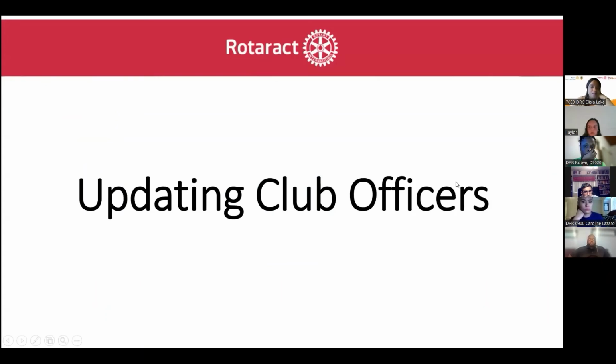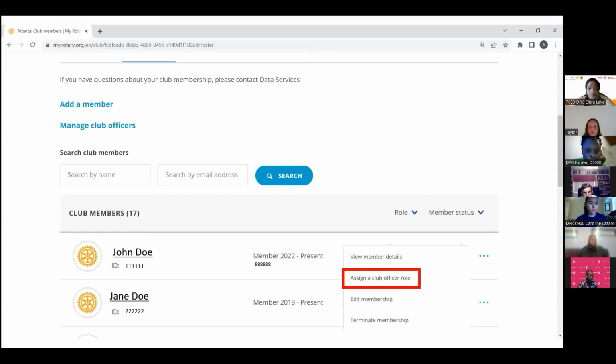Now, updating club officers. Updating club officers becomes important when you're trying to give access to members of the board to be able to update the data. That way the data doesn't necessarily fall solely on the club president. The club president can then go in and update club officers and grant access to members of the board to be able to go into the RI system and terminate and add members accordingly. So we're going to go through that right now.